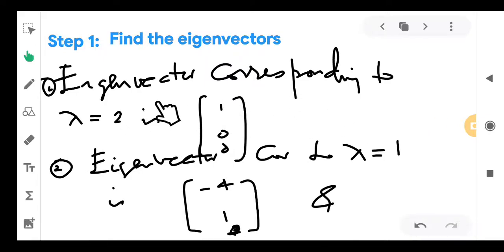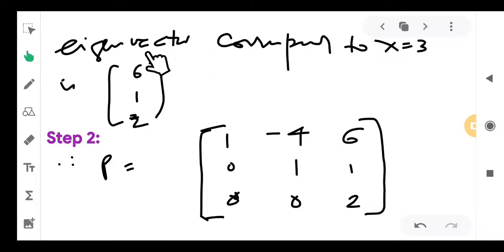So the eigenvector corresponding to lambda equal to 2 can be taken as 1, 0, 0. That corresponding to lambda equal to 1 can be taken as minus 4, 1, 0, and lambda equal to 3 as 6, 1, 2. So you can write P with the first column containing the first eigenvector, the second column containing the second eigenvector, and the third column containing the third eigenvector. This is your P.